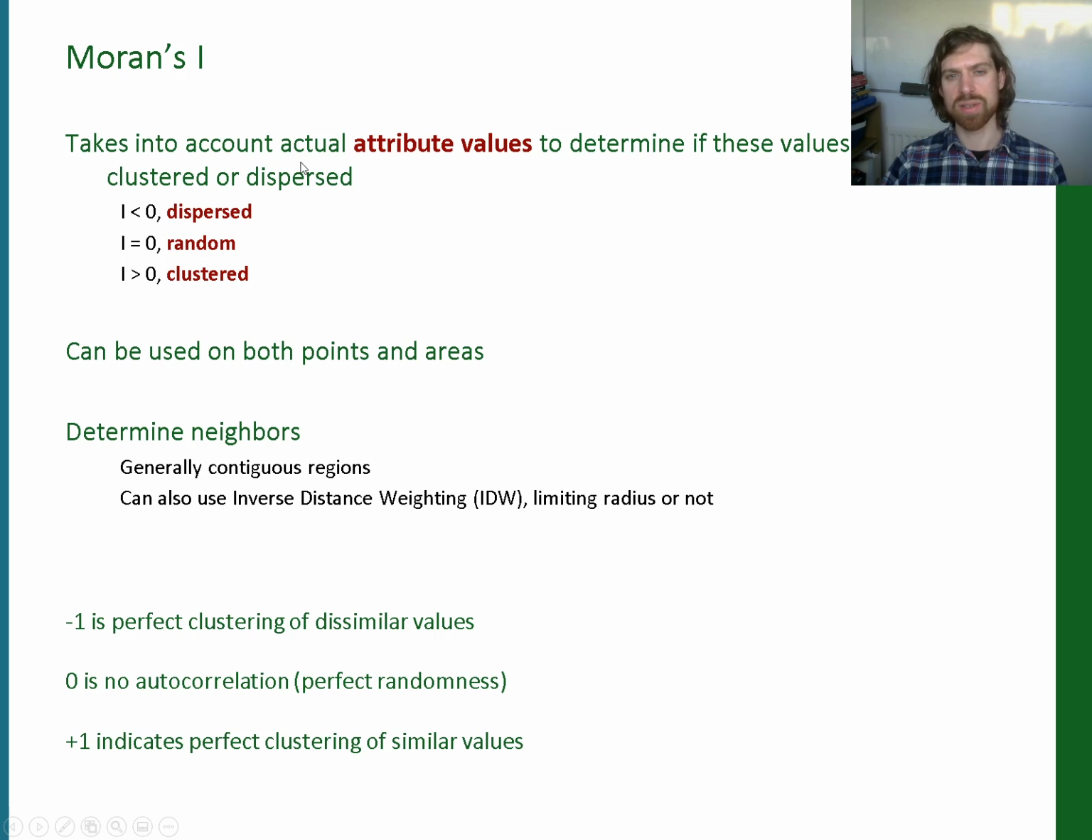The test takes into account the actual attribute values to determine if these values are random, clustered, or dispersed. If the I is below 0, then we would say that these points are dispersed across space. If I is above 0, we would say the opposite, that these points are actually clustered in space, very close together. Or if we find an I around 0, then we would say that they're pretty much randomly distributed and that there's not a strong spatial pattern influencing their location. We can use this on both points and areas, and we can determine neighbours, for example contiguous areas. We can also take into account inverse distance weighting as one way to include space here. Okay, so I think we've been over this, and it's fairly clear already. So let's progress.